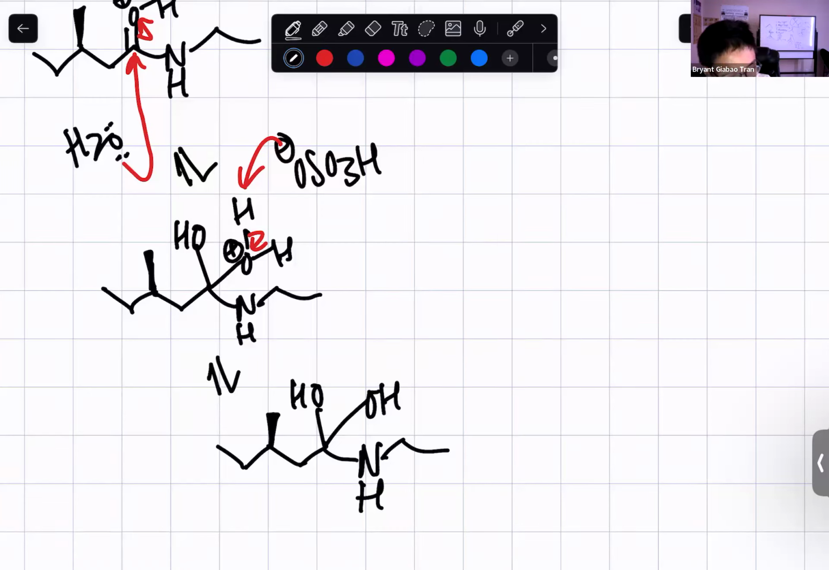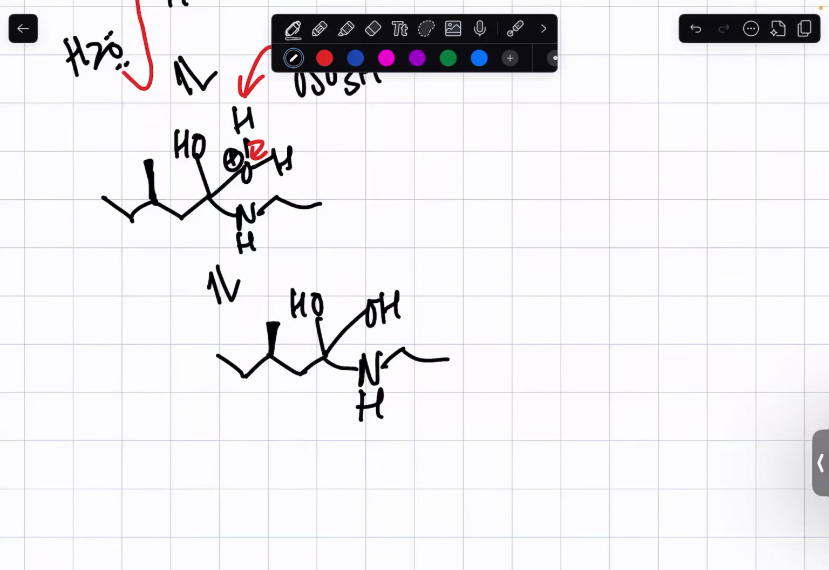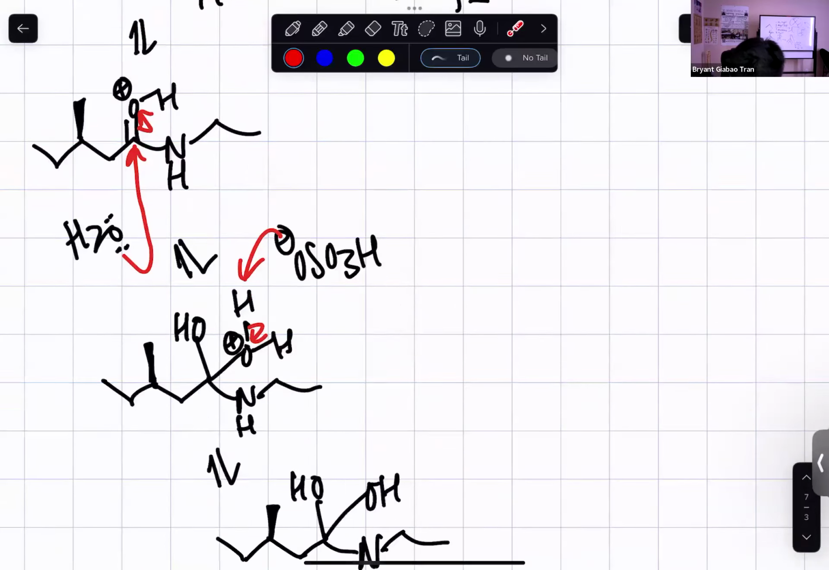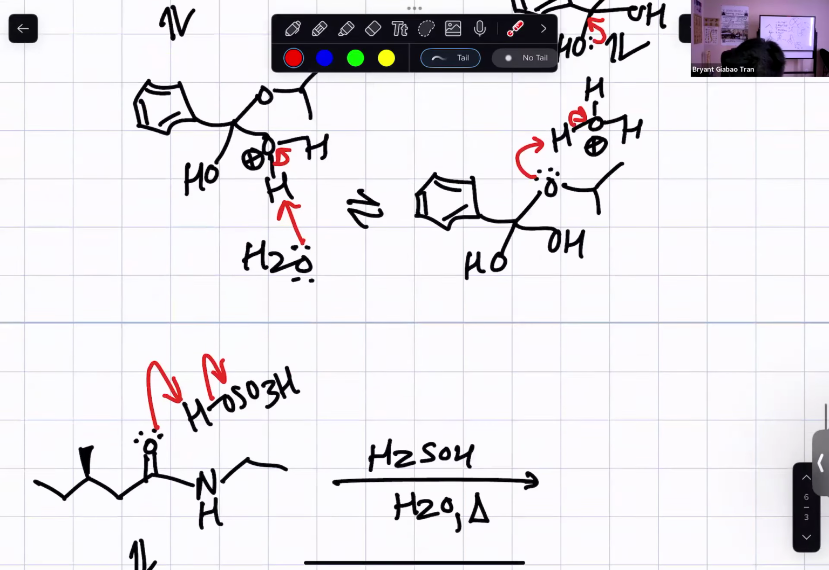This quarter. Okay, what's next? Now we want to make it a good leaving group. What are we making a good leaving group? The NH part. Because what's our end goal here? It might help for you to think about what the end goal is.